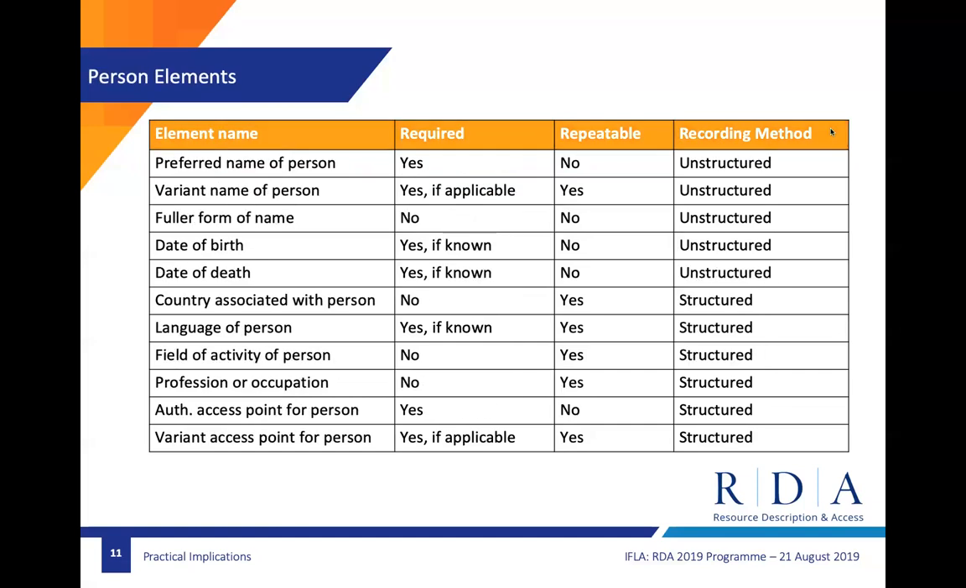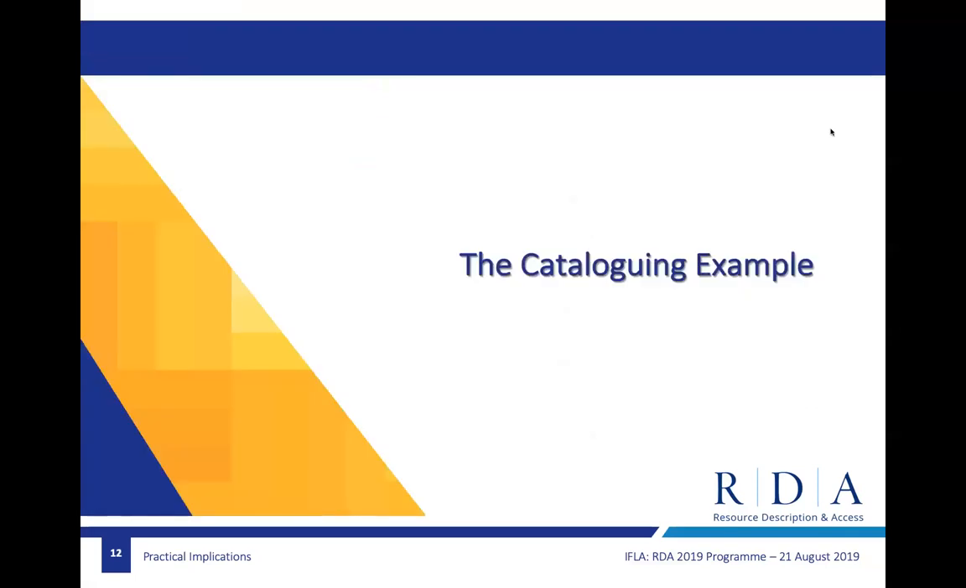And then I have the person elements. These are largely what I would do right now if I were creating an authority record in MARC 21. So let's take a look at the cataloging example.